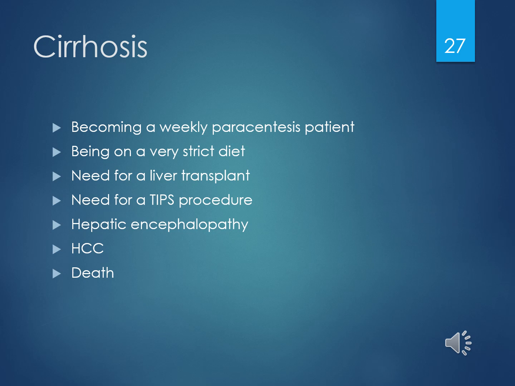They really need to not drink anymore because their liver won't be able to handle it at all. They're going to be on a liver transplant list. I've had patients for a very long time coming in for paras and not getting their transplant because it's a long list. They might need a TIPS procedure, which is an interventional procedure to reroute the blood directly from the portal vein through a hepatic vein.